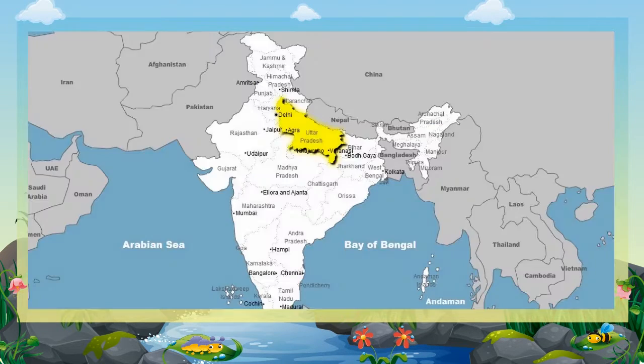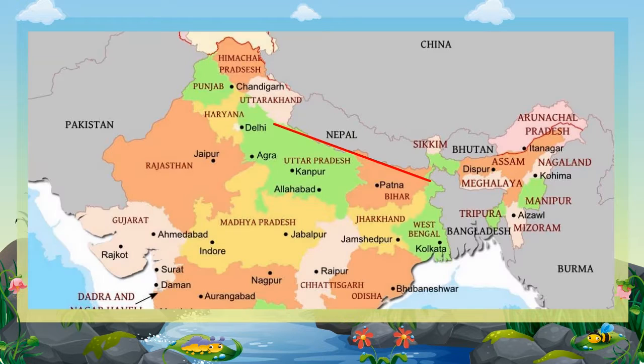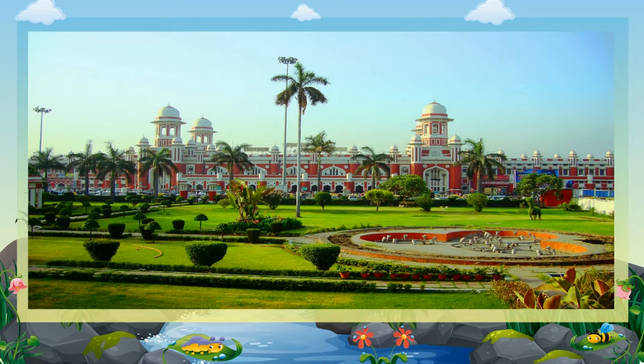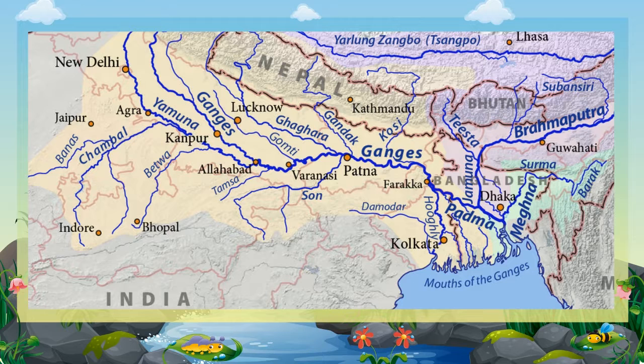Uttar Pradesh. Uttar Pradesh is the most populous state of India. It covers a large part of the highly fertile Gangetic Plain. It shares an international border with Nepal. Lucknow is the capital of Uttar Pradesh. The state is drained by Ganga and its tributaries such as the Yamuna, Gomti, Ghagra, etc.